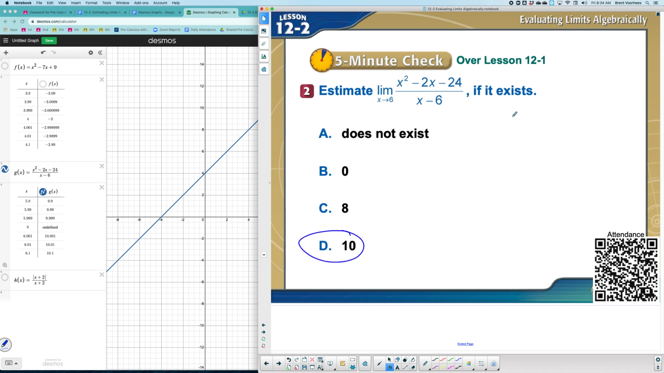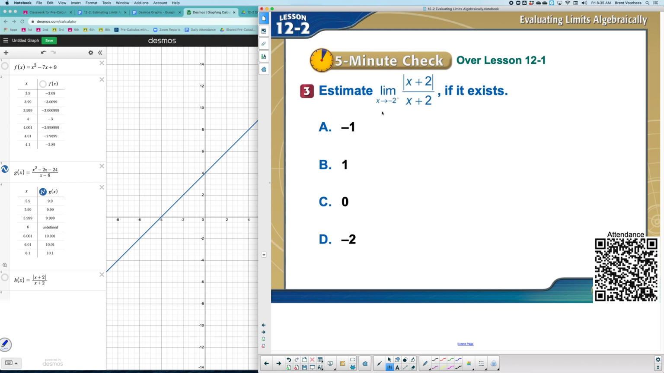So here, if g of x equaled x squared minus 2x minus 24 over x minus 6, g of 6 itself is undefined. But that does not mean the limit is undefined. The limit still exists because it's approaching the value 10. Okay, and now we have one more.